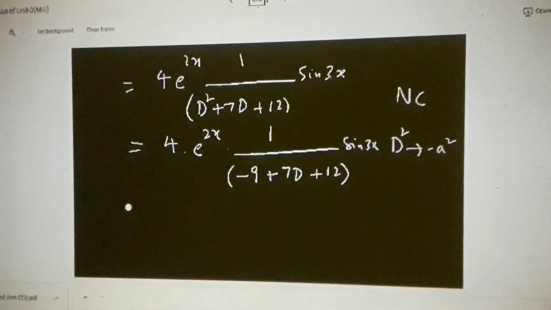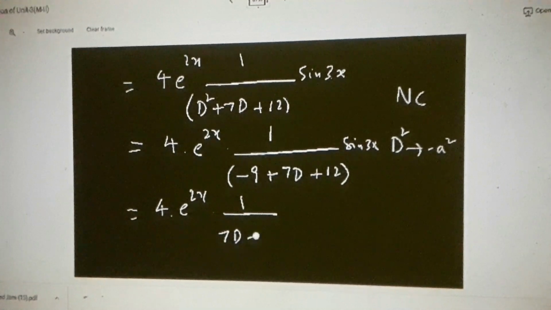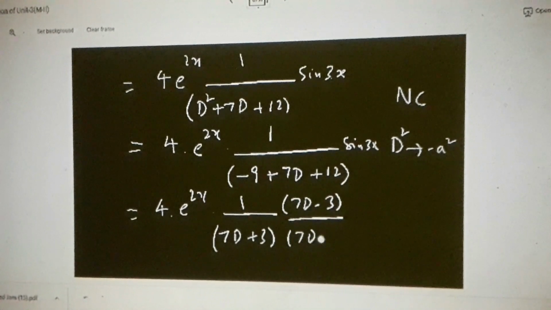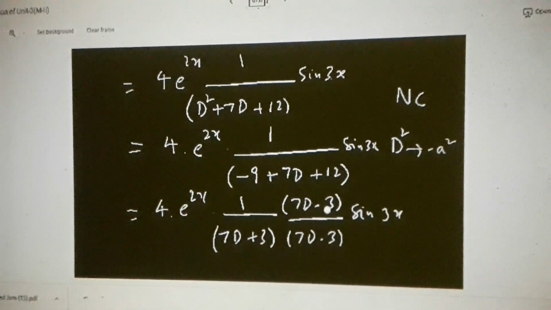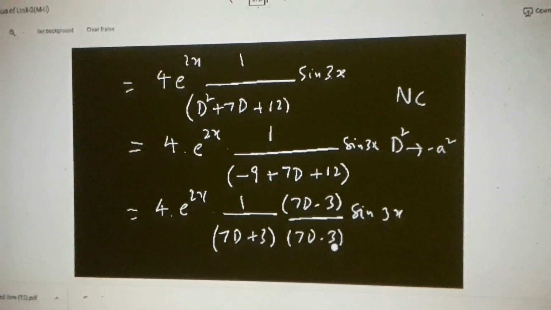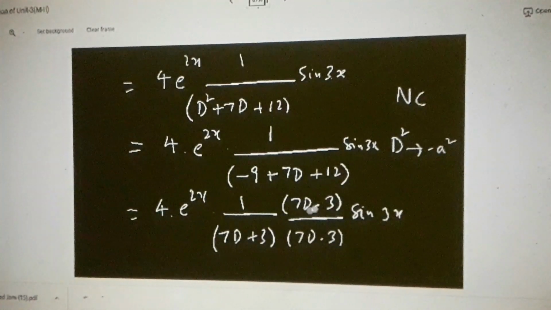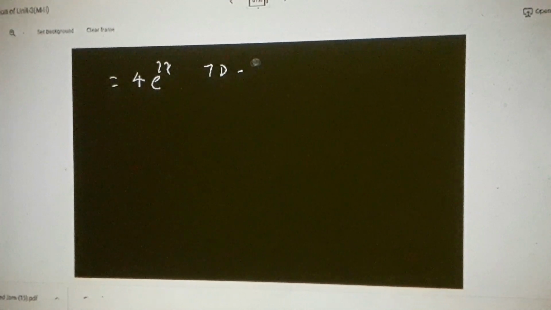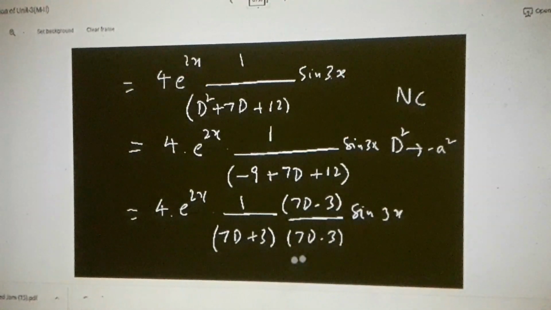Now what we do is 4 into e to the power of 2x. This 7d plus 12 minus 9 becomes 7d plus 3. So I will multiply with 7d minus 3 in numerator and denominator, and then sin 3x will be as it is. This will become 7d minus 3 in the numerator. Denominator will become 49d square minus 9. Again d square is replaced with minus 9. So finally you will be getting that. You can understand this case. Okay, I will write one more step for the sake of clarity. So 7d minus 3 will be there in the numerator, and in the denominator 49d square minus 9.